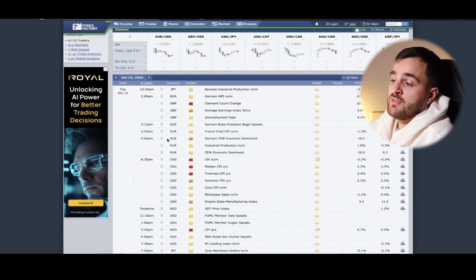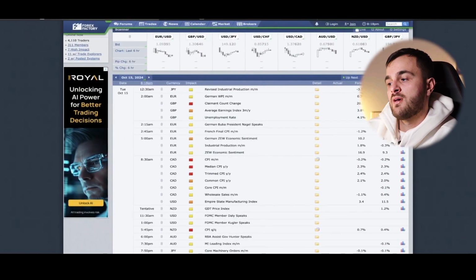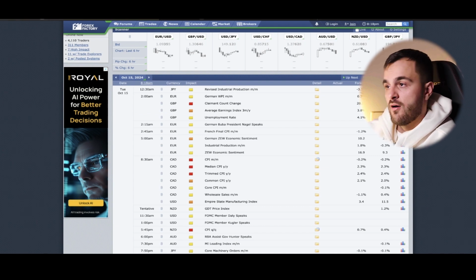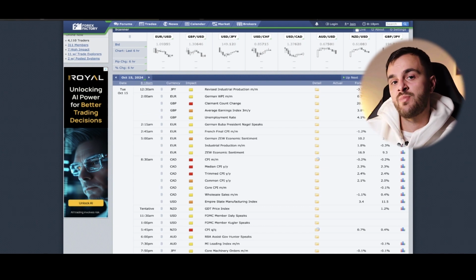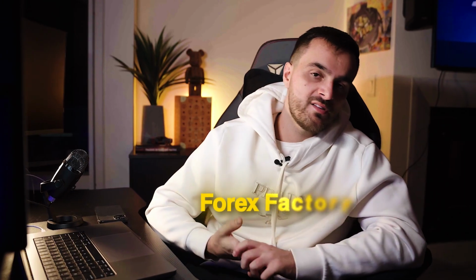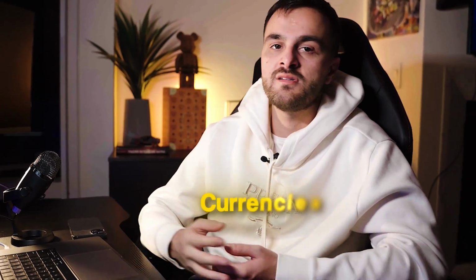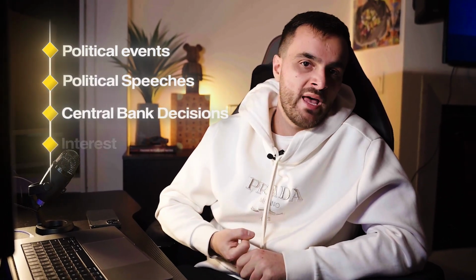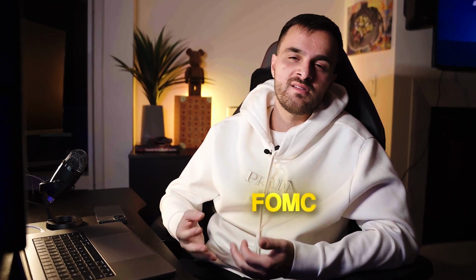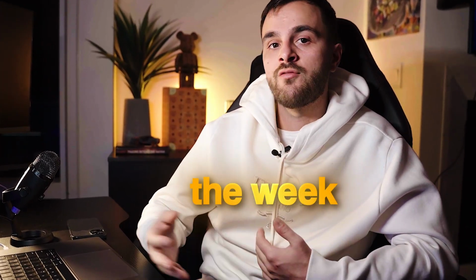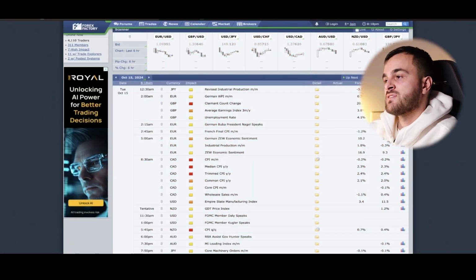Let's go over to Forex Factory real quick before we step it up a bit and talk about what Forex Factory is. Forex Factory is really important to pay attention to, especially if you're a new trader. Forex Factory provides important information on economic events that affect different currencies. These things can range from political events, political speeches, central bank decisions, interest rate decisions, things like the NFP, the FOMC, the CPI. There are different events that come out at different times of the year, month, and week, all throughout the days of the week, and they're scheduled and announced at different times.